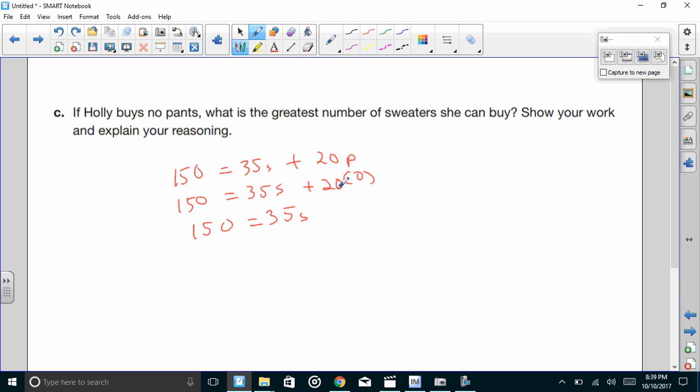And 0 times 20 is 0. That leaves us with 35s. And then we divide by 35 on both sides. And that's going to leave us with 4.29 sweaters. And again, there are no decimal sweaters. So the most that she could buy is 4.